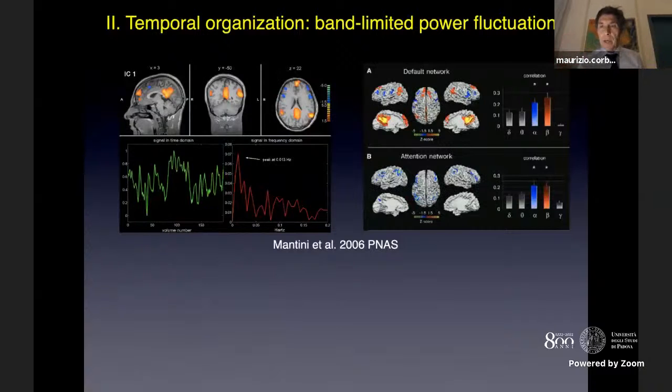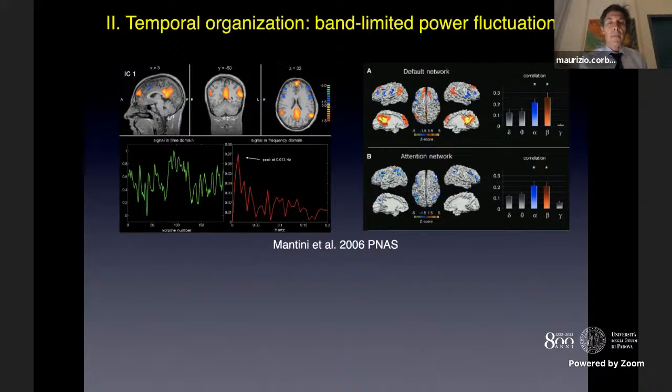All right, so that's the spatial organization. Everybody knows that. The temporal organization may be not as well known. We published almost 14 years ago with Dante Mantini an analysis in which we showed for the first time that these resting state networks had very specific time frequency signatures.